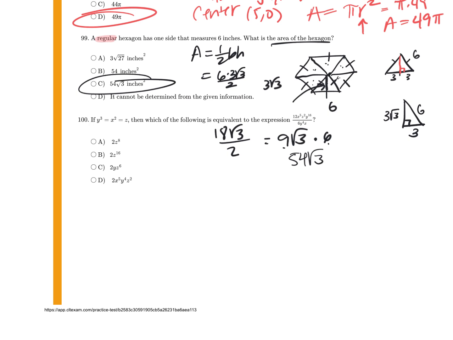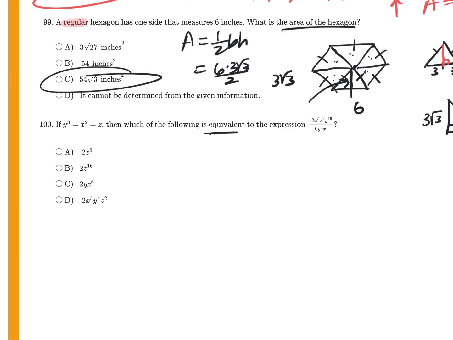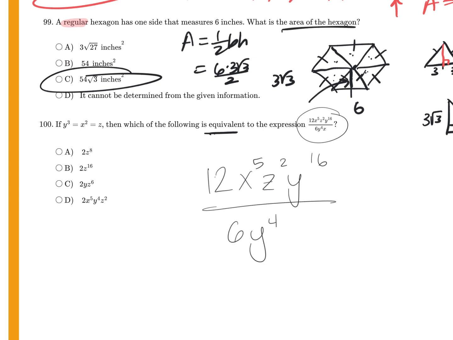Alrighty, let's go to the next one. If y to the third equals x squared equals z, then which of the following is equivalent to the expression? Okay, so let's look at this. I'm going to write it a little bit bigger. 12x to the 5th, z to the 2nd, y to the 16th, divided by 6y to the 4th, x.